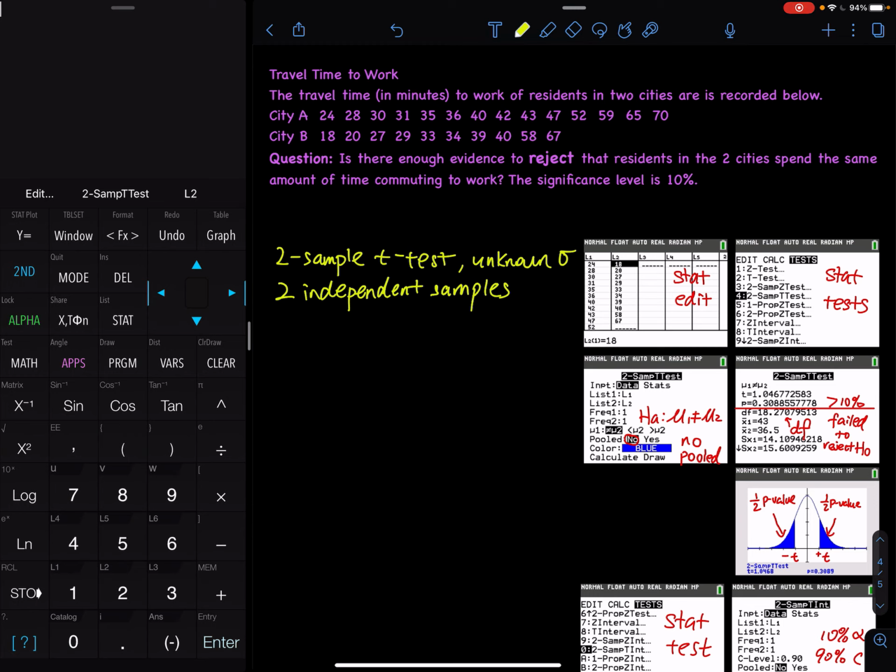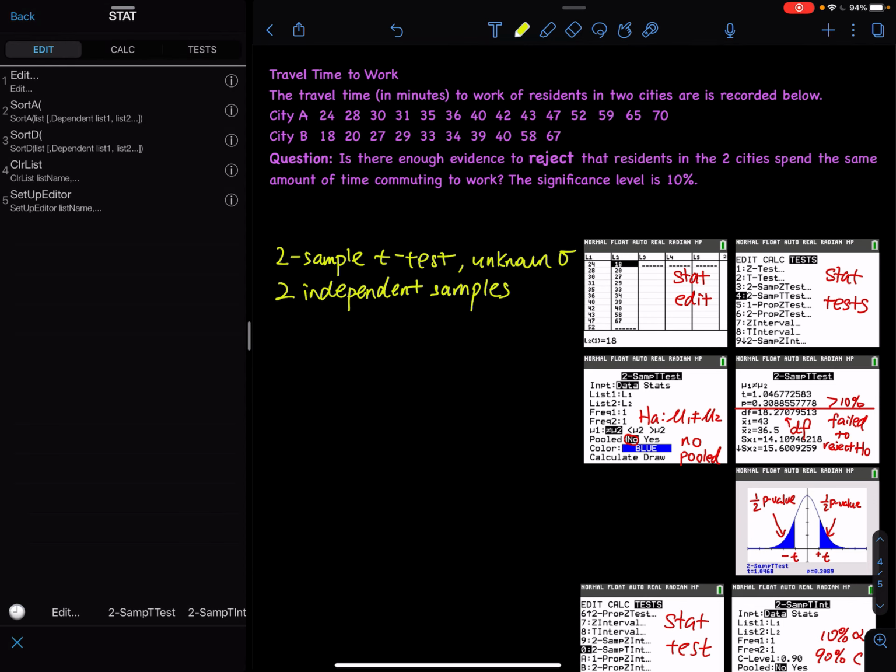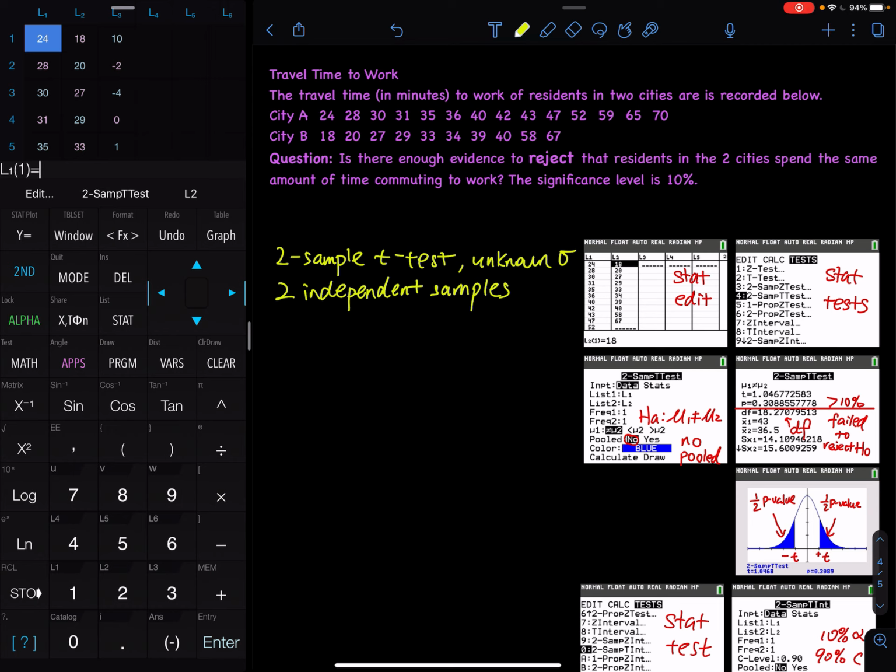And then since this is a data problem, you will have to input the data first. So to input the data, where do you input the data? We have the screenshots on the right. So you go to stat and then you go to edit. So I already input the data.